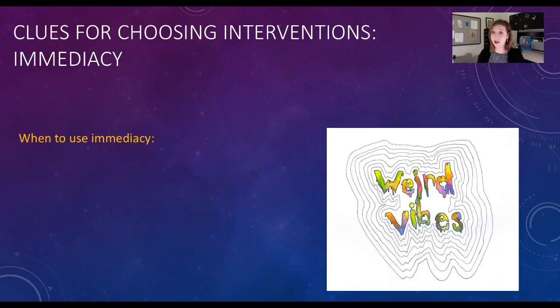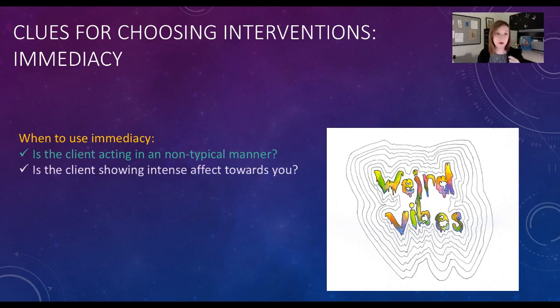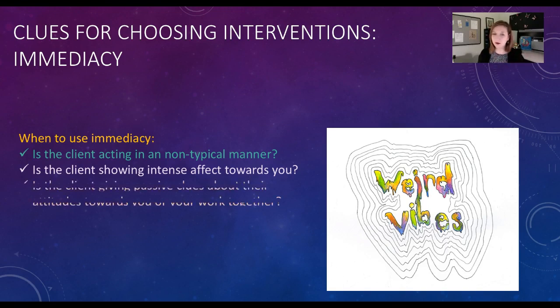Next, immediacy, the skill we just talked about. When do you use immediacy? When the client's acting in a non-typical manner that could be kind of funky. So in the exploration stage, they were maybe open, things were building, and then suddenly they're acting different. And this could be grabby and aggressive and clingy, or it can be mean or withdrawn or blocked, whatever. Anything that's like an intense affect. Are they coming on too strong? Are they pulling away too hard? What's going on? Is the client giving passive clues about their attitudes towards your work together?